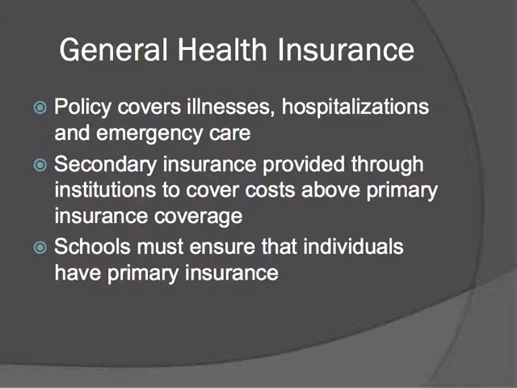So general health insurance, it's a policy that covers illness, hospitalization, and emergency care, sometimes offered through the academic institutions for students. Secondary insurance is provided through institutions to cover costs above primary insurance coverage. Like at State, our athletes have their medical insurance that is their primary. Fresno State is their secondary, so whatever their primary does not cover, Fresno State picks up the rest. Okay. Schools and universities must ensure that individuals have primary insurance coverage.